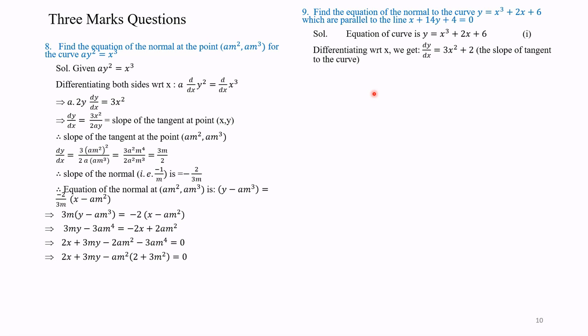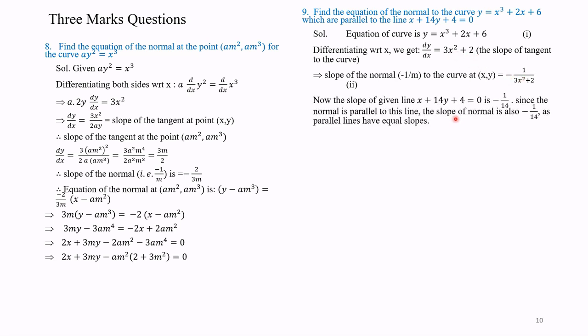Now we have to differentiate with respect to x. If we do it, dy by dx is equal to 3x squared plus 2, that is the slope of the tangent of the curve. So we have to find the slope of the normal. Therefore, the slope of the normal is minus 1 by m, and then we have inverted it, that is minus 1 over 3x square plus 2. Let it be equation 2. Now the slope of the given line is minus 1 by 14.